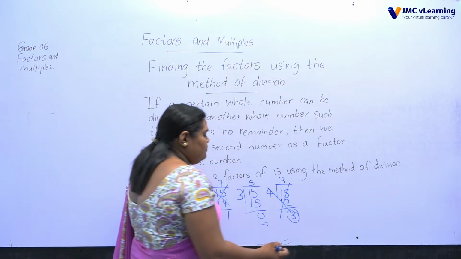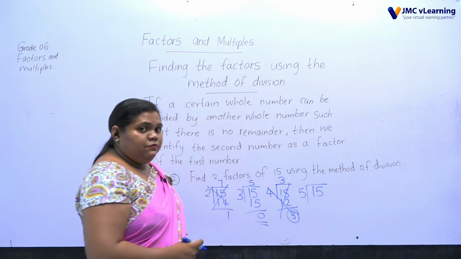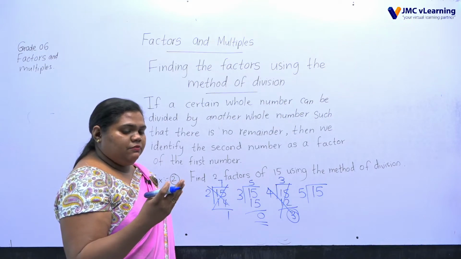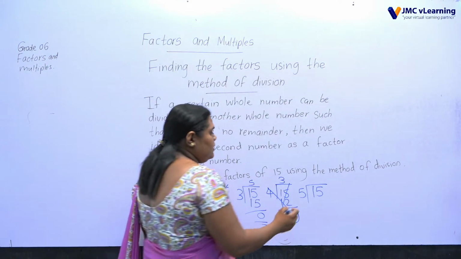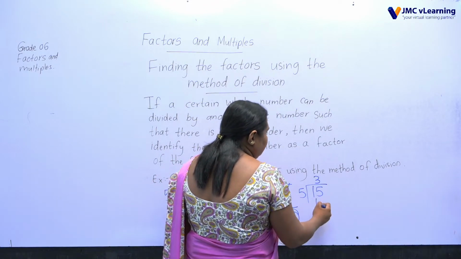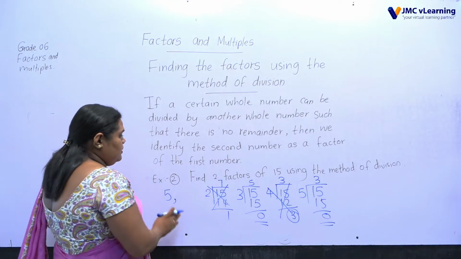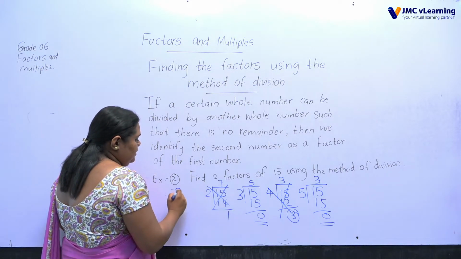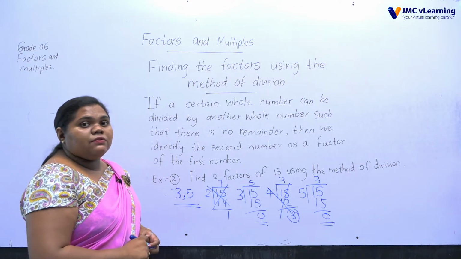Now we can divide 15 by 5. How many 5's in 15? 5, 10, 15. 5 times 1, 5. 5 times 2, 10 and 5 times 3, 15. So there are 3 5's. 3 times 5, 15, 0. So 3 and 5 are factors of 15.